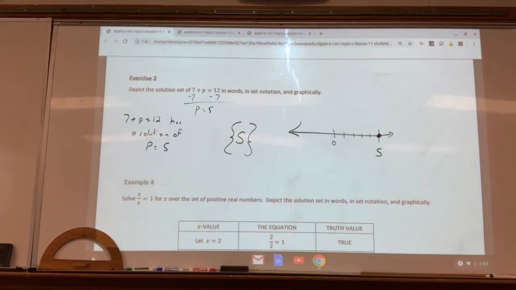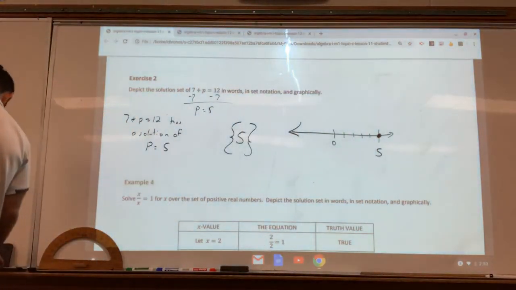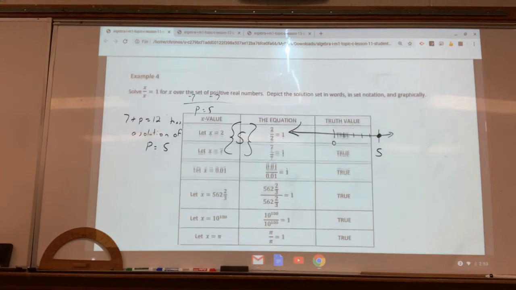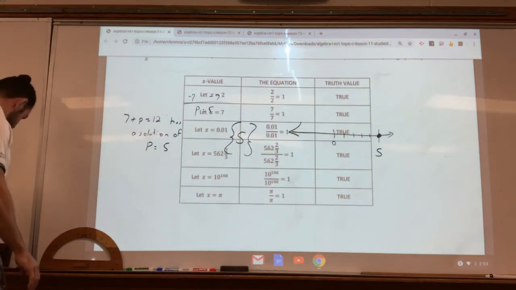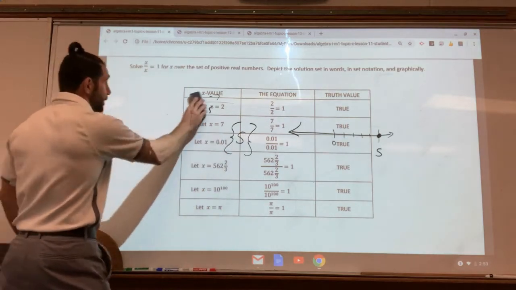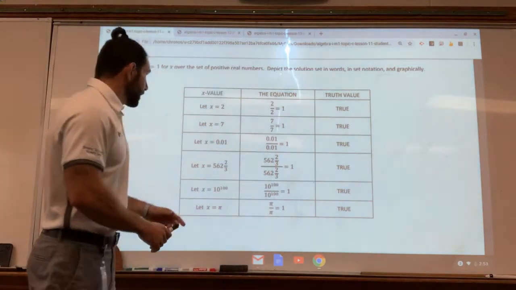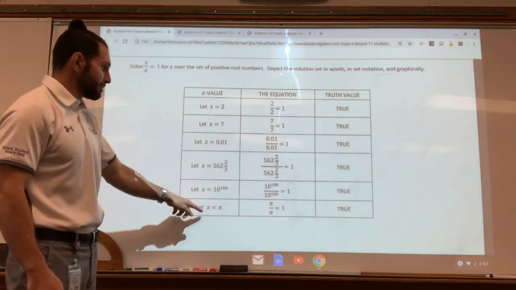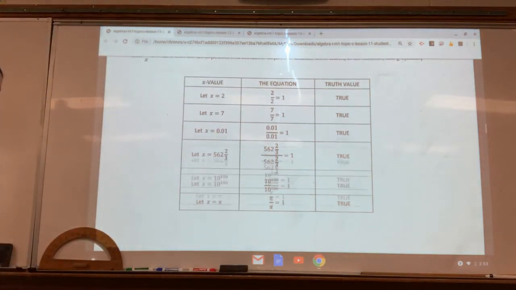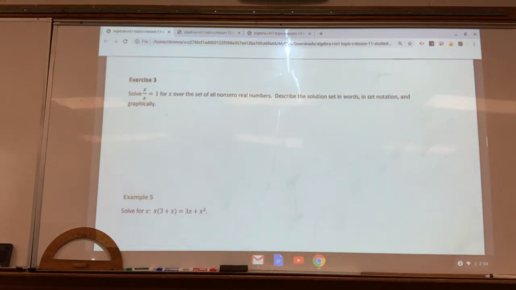So, what else can we do? Well, we're also going to have inequalities. Well, before we even get to inequalities, let's talk about this. x divided by x equals 1. Is that true? Well, it works for 2, 7, all of these positive numbers. What about for all the non-zero?